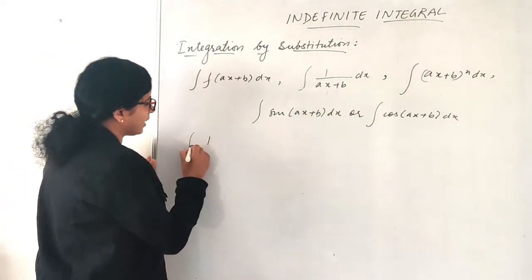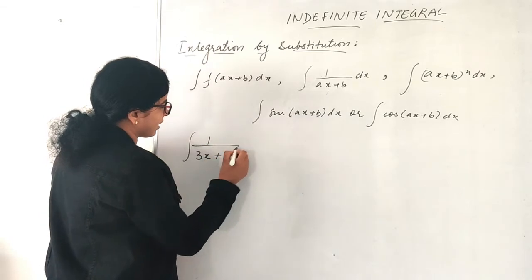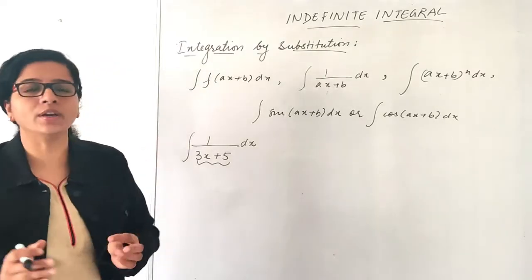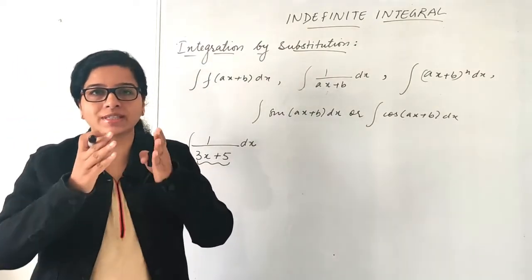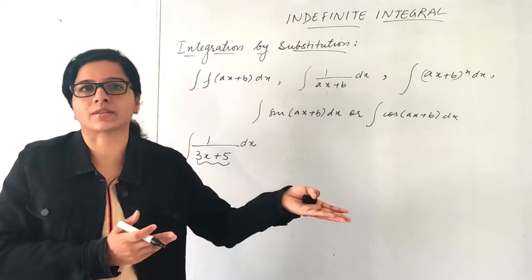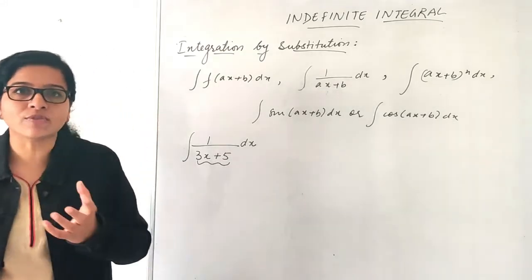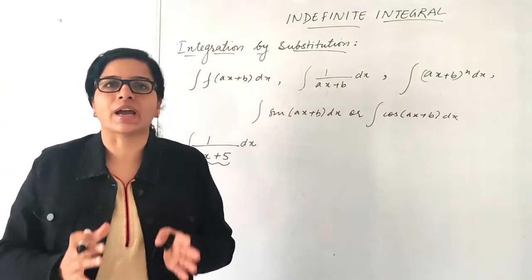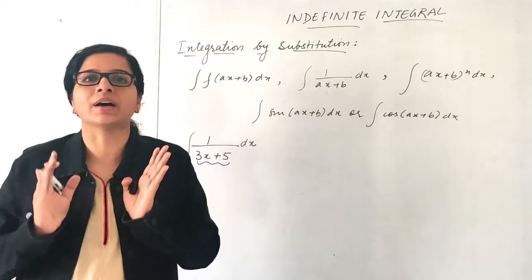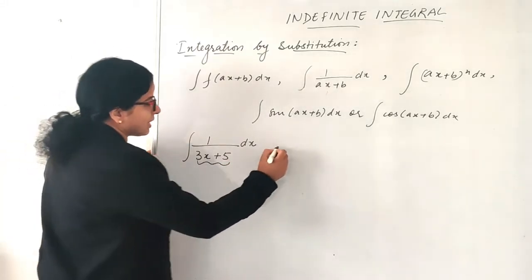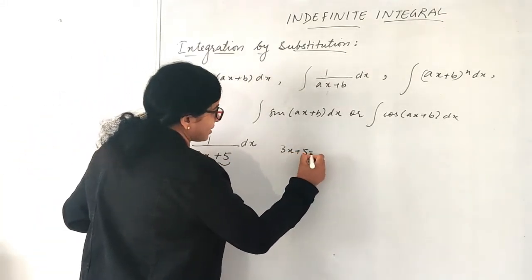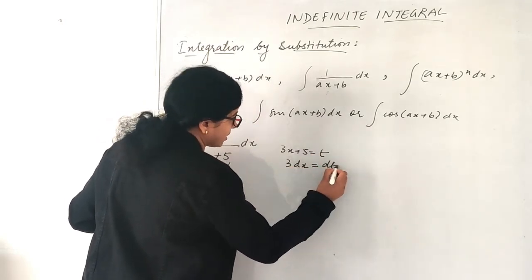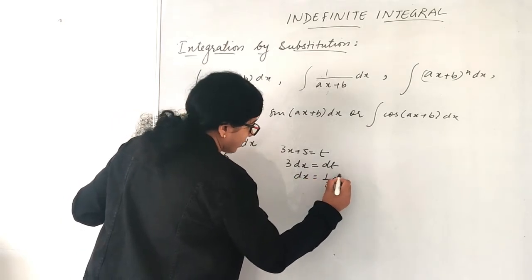We have integration of 1 upon 3x plus 5 dx, right? So let us assume this as t. We already know that if we have a linear function, say for example 1 upon x, I know it is log x, right? But instead of x, I have this quantity. So we'll try to change 3x plus 5 in terms of some other variable t, right? So let us take 3x plus 5 as t. Differentiating, 3 dx is equal to dt. dx is equal to 1 by 3 dt.